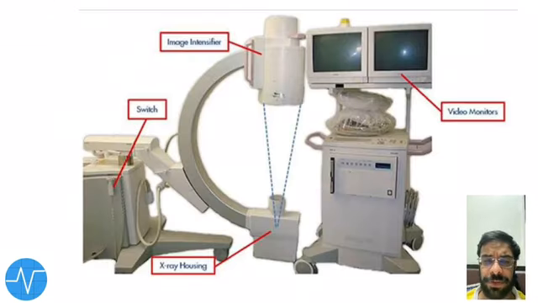Let's see the image. We can see the X-ray housing below, giving out X-rays. It is going and hitting the image intensifier. There is a switch and video monitor. We will discuss each and everything and the principle in detail.